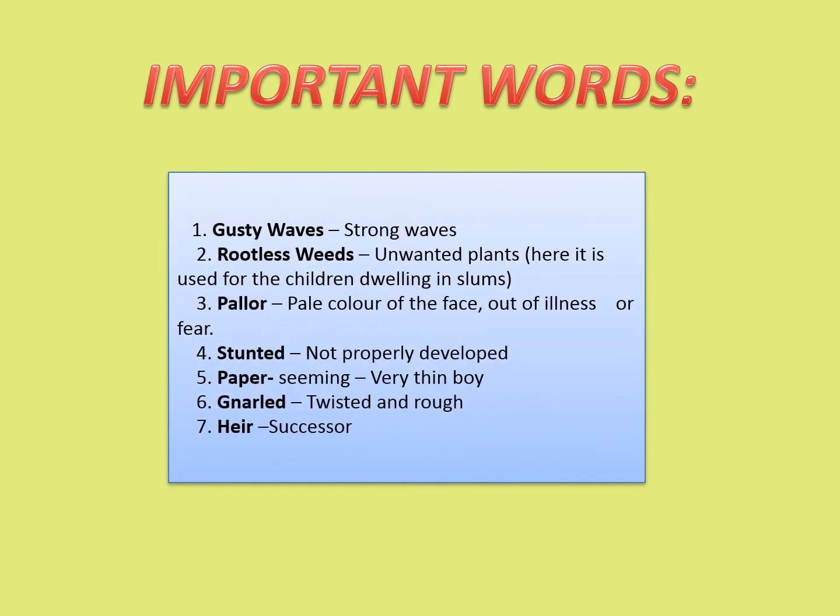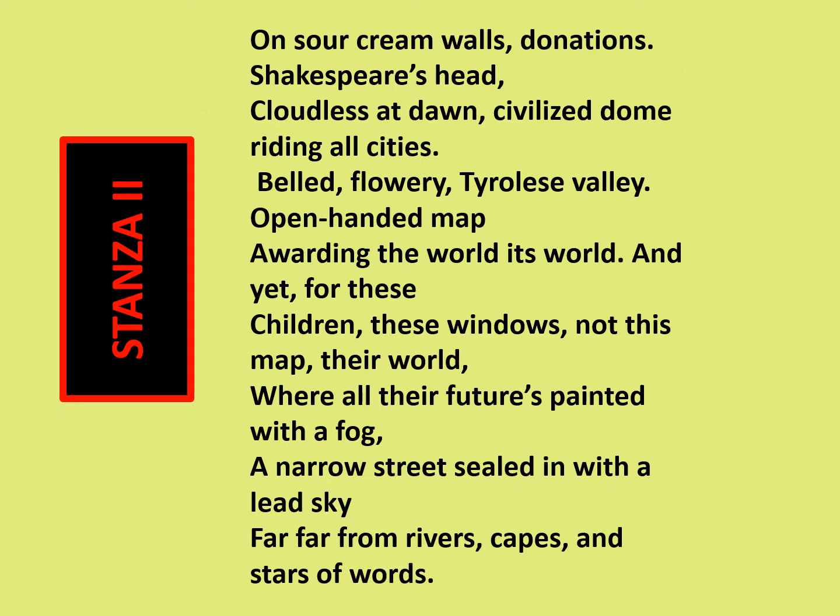So, we have gusty waves, rootless weeds, pallor, stunted, paper seeming, crenelled, and here. Now, stanza 2. On sour cream walls, donations, Shakespeare's head, cloudless at dawn, civilized dome, riding all cities. Belt, flowery, trellis belly, open-handed map, awarding the world its world, and yet for these children, these windows, not this map, their world, where all their futures painted with a fog. A narrow street, sealed in with a lit sky, far, far from rivers, capes, and stars of world.